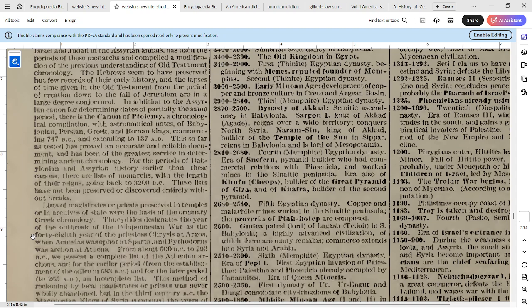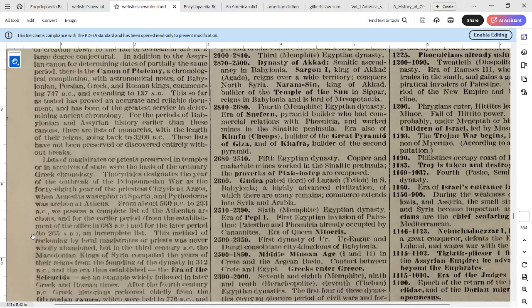For the periods of Babylonian and Assyrian history earlier than these canons, there are lists of monarchs with the length of their reigns going back to 3200 BC. These lists have not been preserved or discovered entirely without breaks.